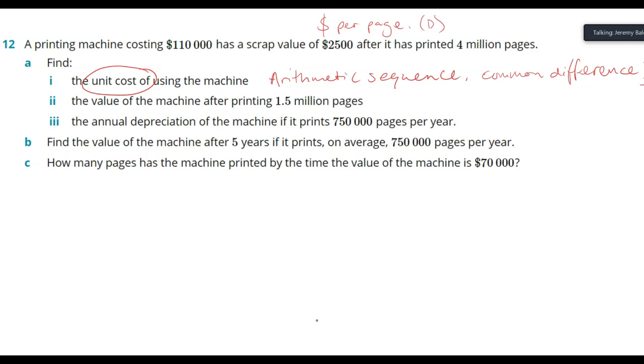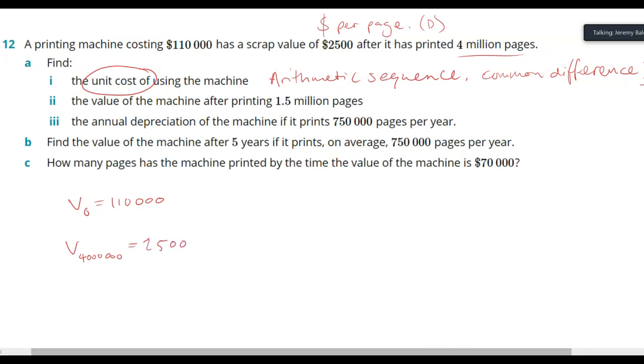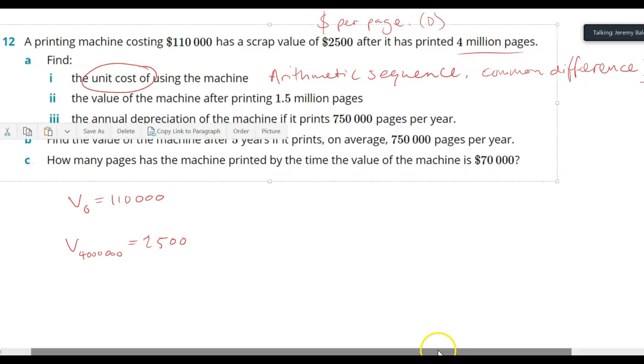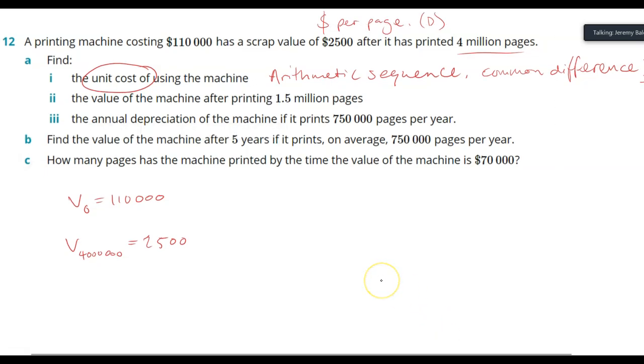So they've told us that V0 was 110,000. And they're saying at the end of its life, which was after 4 million pages, so that's V 4 million, it was worth 2,500. So in that time, it dropped by a considerable amount, and we need to work out how much each step in the sequence was worth.